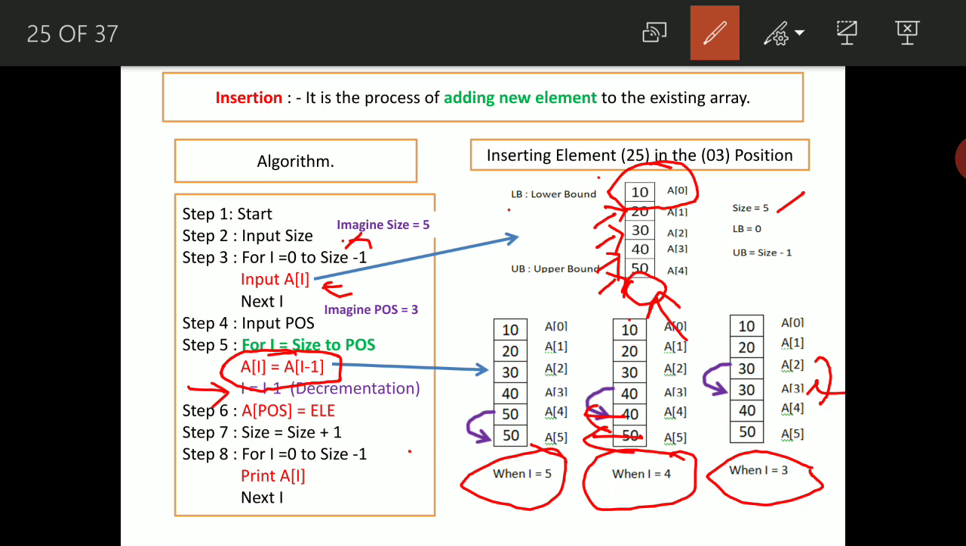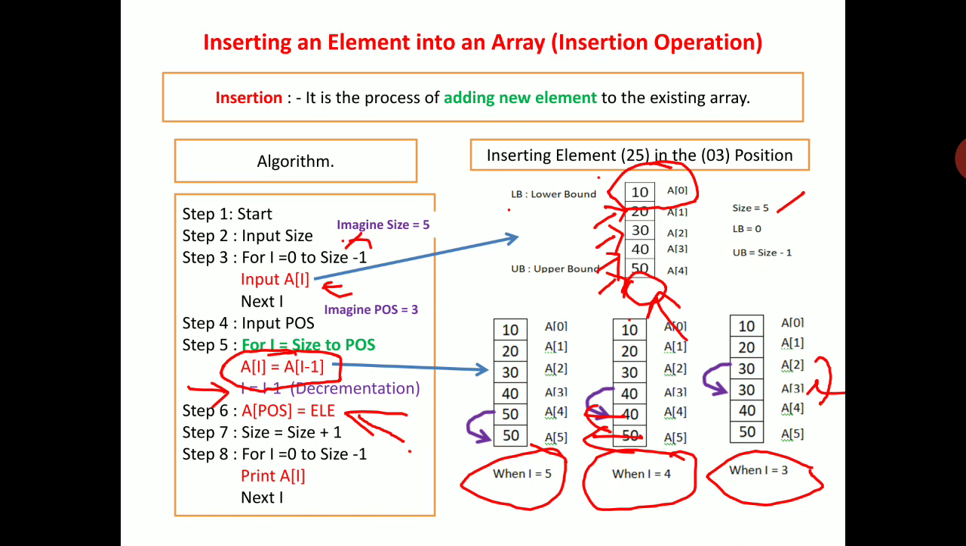Now what happens here? After completing these positions, go to step 6. In step 6 we have said, A of position equal to element. That means A of position is how much now? A of 2. Actually it has to be position minus 1. A of position minus 1 means A of 2. So you have to read this as A of position minus 1, A of 2. In the A of 2, we are going to have an element. What element? We are going to have 25.